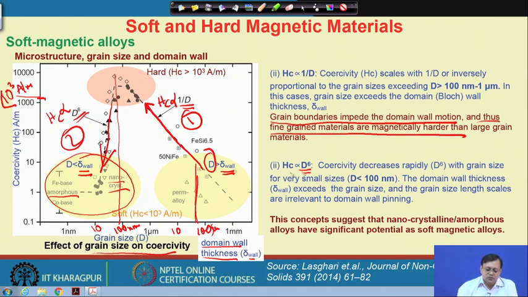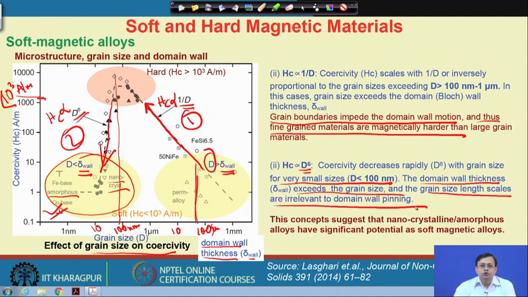Whereas, when we reach this side with a very low coercivity value, where d is less than 100 nanometer, the domain wall thickness exceeds the grain size and the grain size length scale is irrelevant to the domain wall pinning. So, almost we can rule out the domain wall pinning phenomenon that is present in silicon steel. This is a very nice concept: we can improve the soft magnetic properties by designing these nanocrystalline and amorphous matrix magnetic alloys.